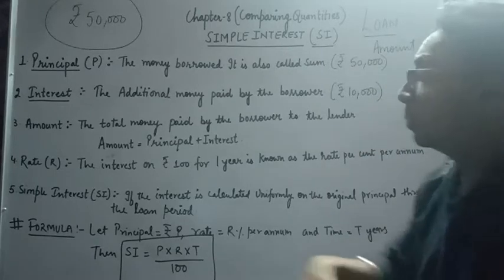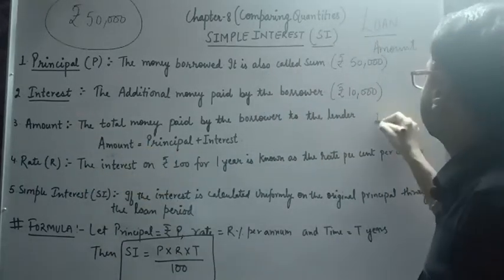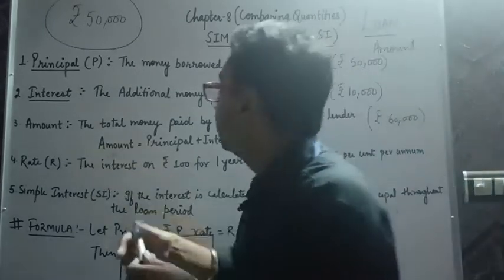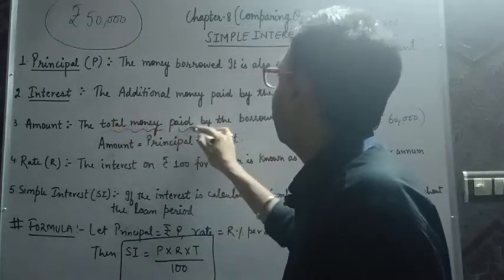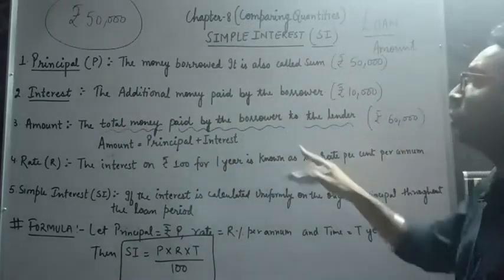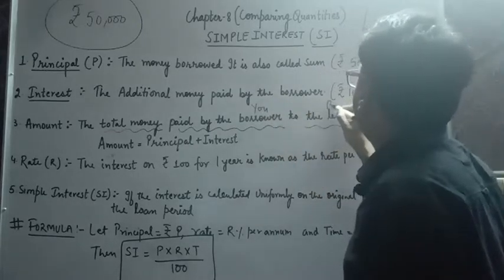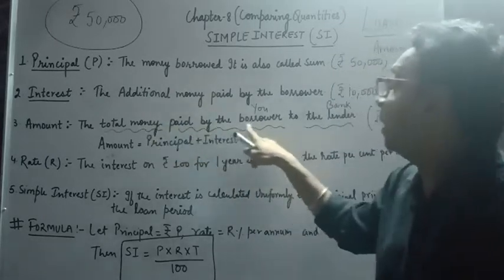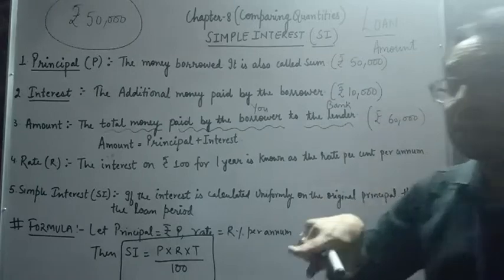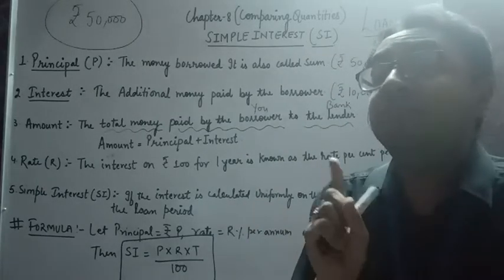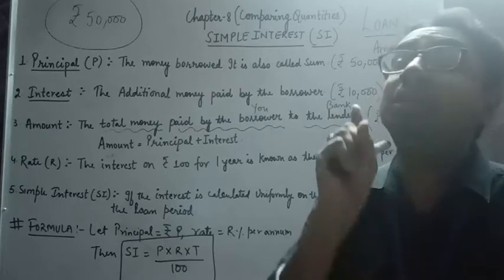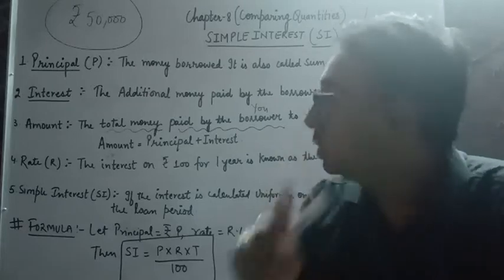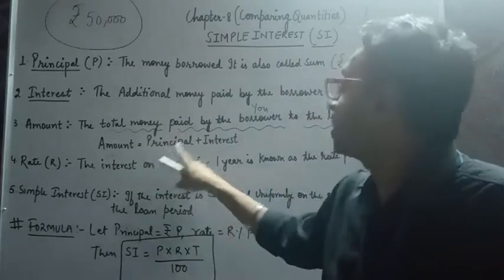Are we clear? Now, amount. That 60,000 is the amount here. Why? Because amount is the total money, very important, paid by the borrower to the lender. Who is the borrower? You. Who is the lender? The bank in this case. So the bank is asking for 60,000, which is the total amount, which we call amount. So amount is always equal to principal plus interest.